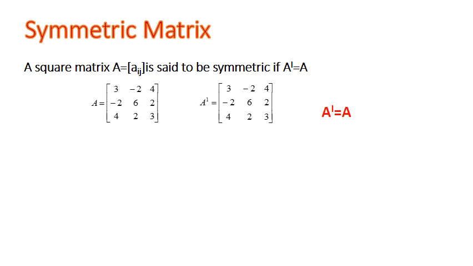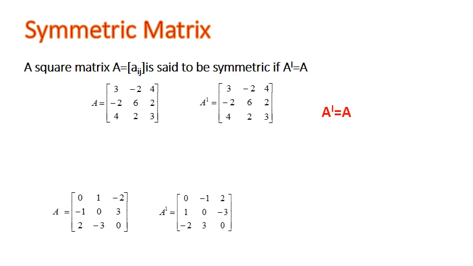Now move on to another example. Here we will go for matrix A equal to the 3 by 3 matrix 0, 1, minus 2, minus 1, 0, 3, 2, minus 3, 0. We will go for the transpose again. A transpose is equal to, we know, row will come here as column, row will come here as column, so we have written A transpose.